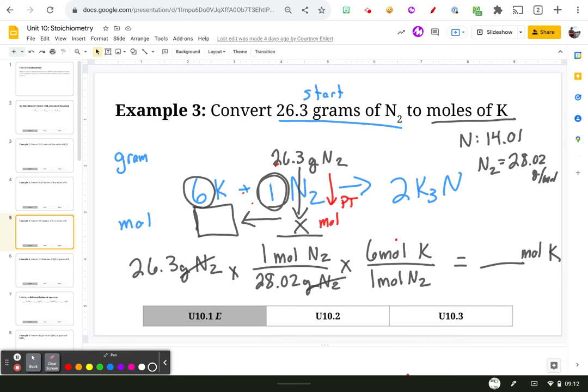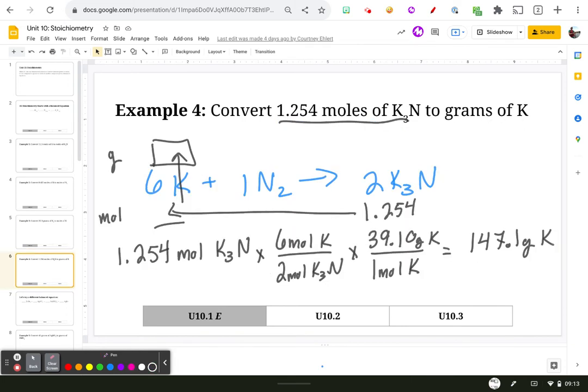Remember, you're multiplying across the top, dividing the bottom, and then you've got 5.63 moles of K, because the beginning number has 3 sig figs. This number had 4 sig figs, and I don't worry about sig figs on that mole ratio because it's not something that's measured with an instrument. After that, I want you to try example 4, and then start the video up again when you are ready to see if you got it correct.